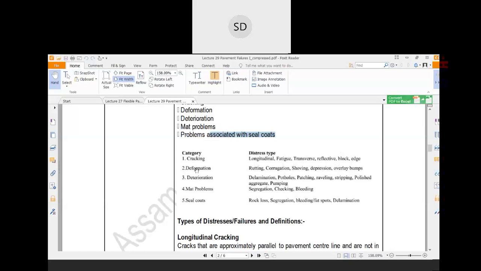Then deformation may be permanent deformation or rutting. It may be corrugation. Corrugation means the pavement surface would be wavy like that. That is called corrugation.